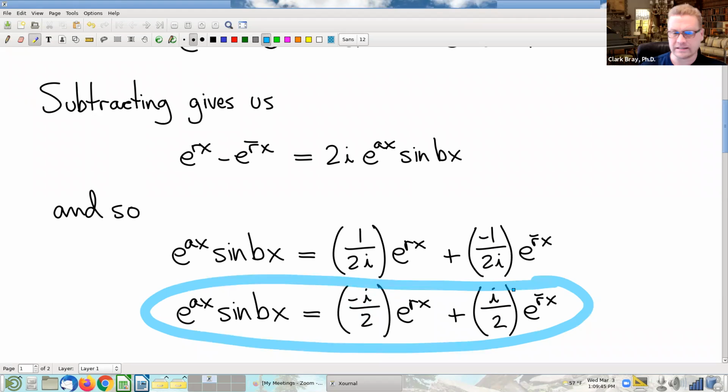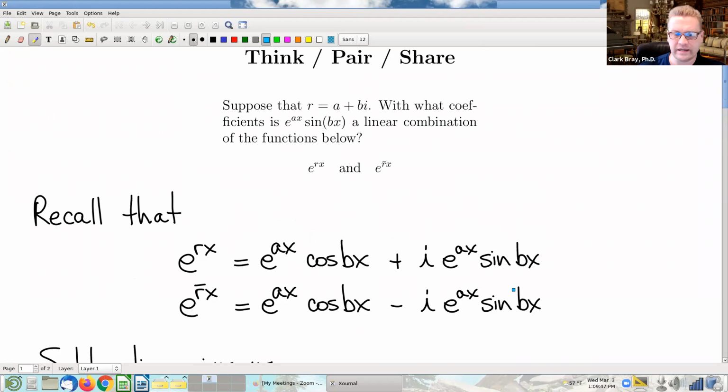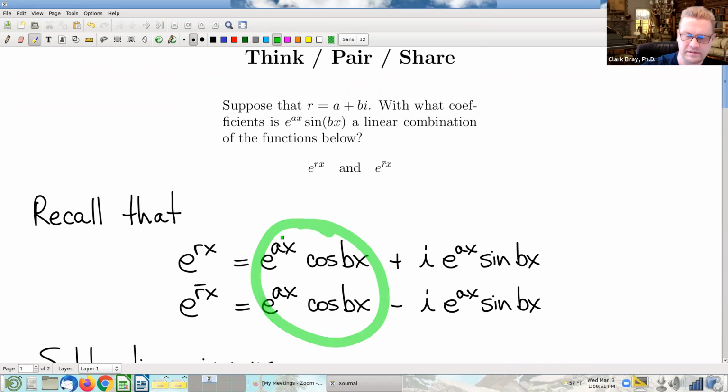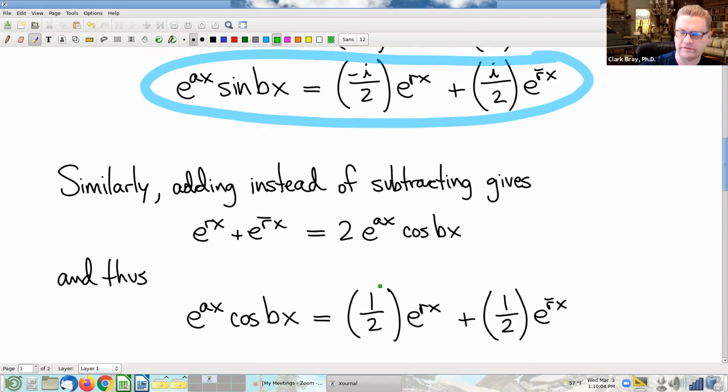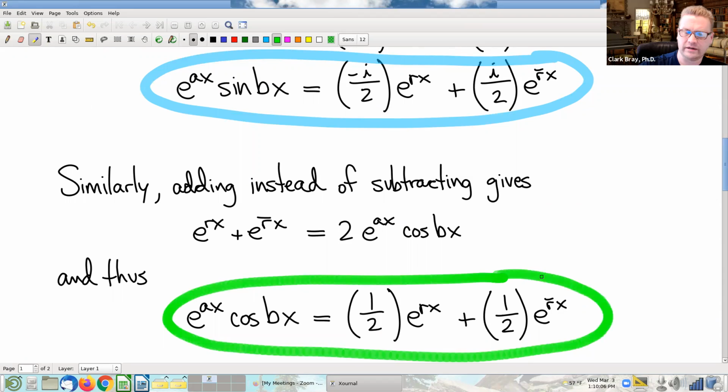And then analogously, if I wanted instead to solve for this, well, then I would just add, making these cancel instead of subtracting. And as a result, skip the algebra. Y'all can fill in those blanks for yourselves, and you get this formula. Okay, so these are a little bit surprising formulas, but they're also very, very useful.